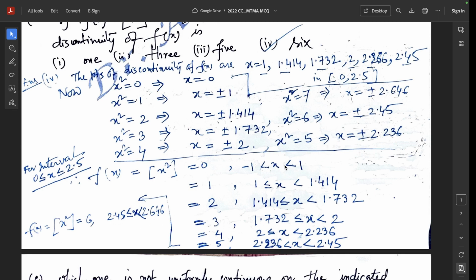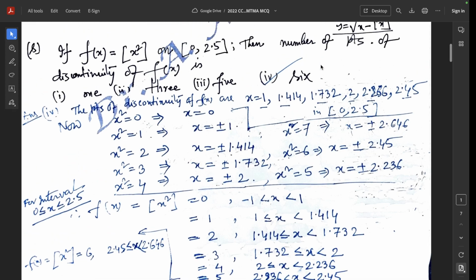So at these points we get discontinuity: x equal to 1, x equal to 1.414, x equal to 1.732, x equal to 2, x equal to 2.236 and x equal to 2.45 within this region. For this interval 0 less than or equal to x less than or equal to 2.5, we get the points of discontinuity of fx at these points: 1, 2, 3, 4, 5, 6. We get 6 points of discontinuity.